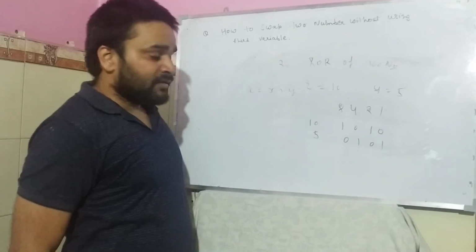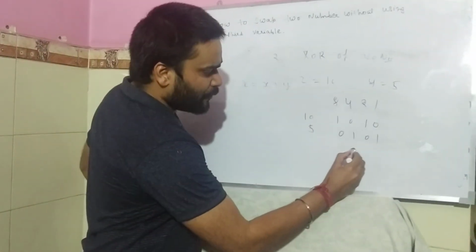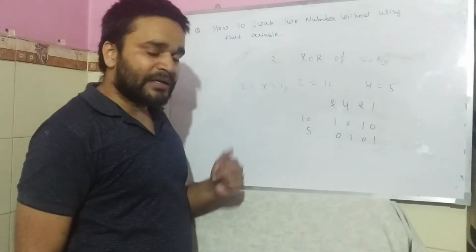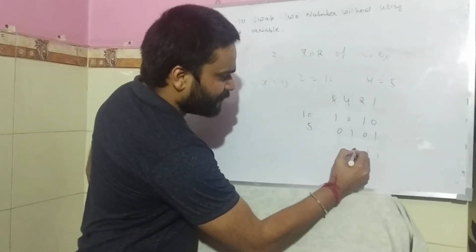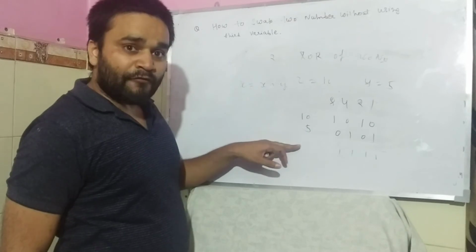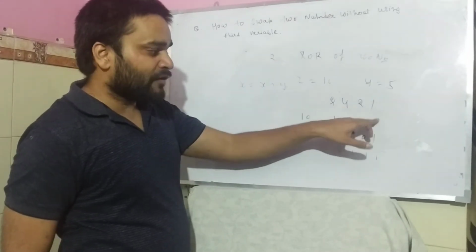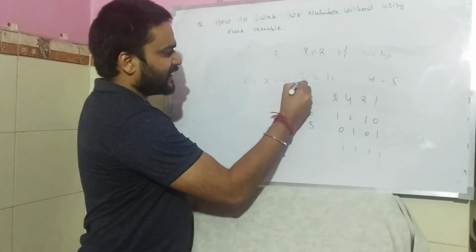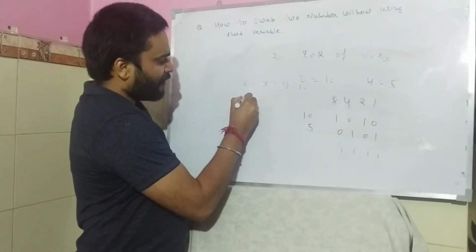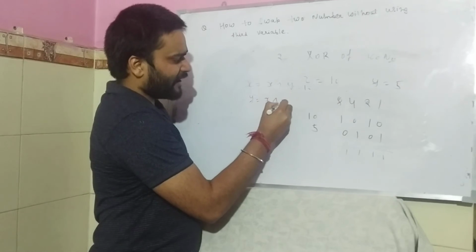We will XOR both of these two. XOR means if two bits are the same, 0, otherwise 1. That is 1 1 1 1. XOR of 10 and 5, that is 8 4 2 1. All are 1, so we will add this, it will become 15. That is 15. Now y is equal to x XOR y.